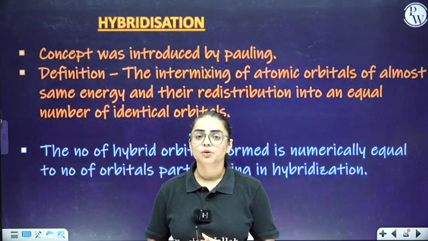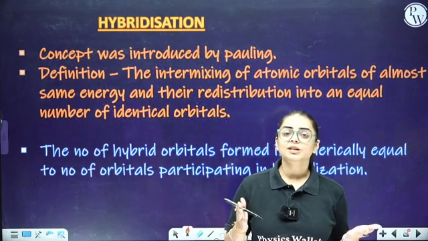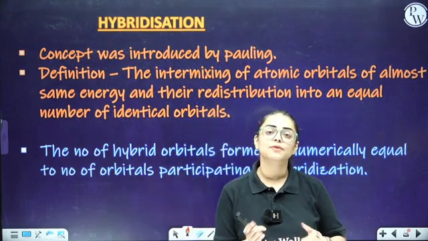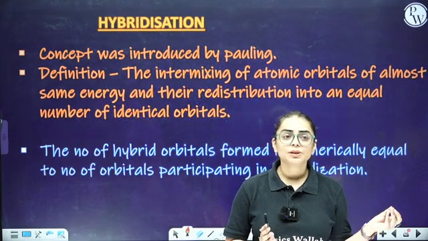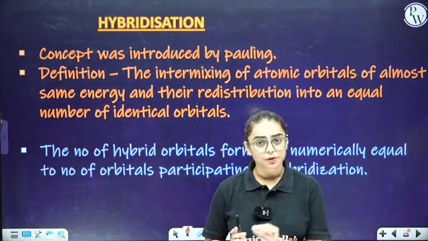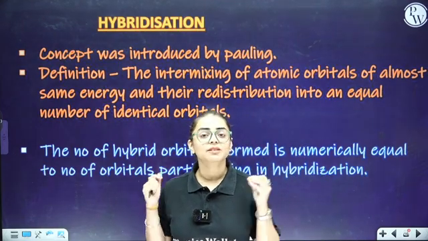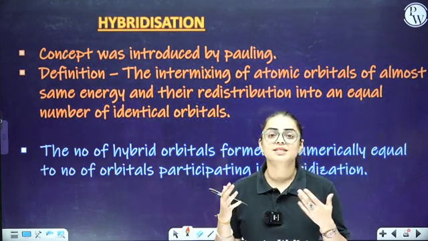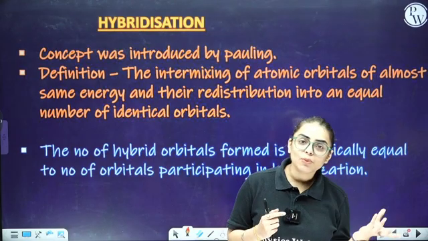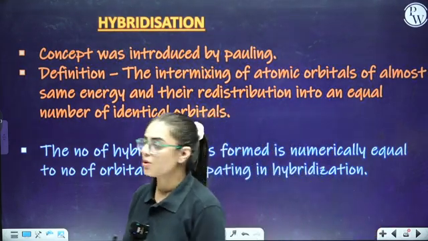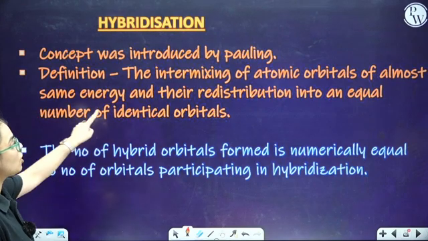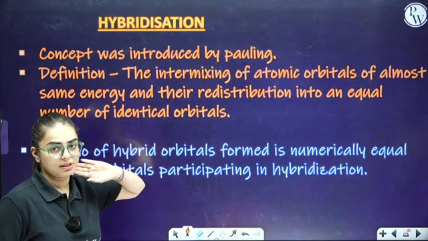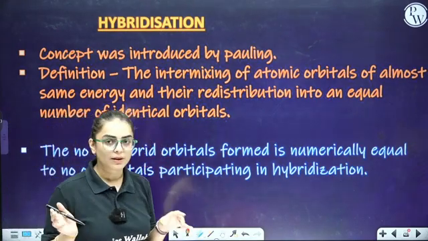Now coming over here, when hybridization takes place, students, at that point each and every orbital will exhibit the same energy because we are first of all creating hybrid orbitals. Atomic orbitals are the ones which have a different energy for each different orbital. But hybrid orbitals are created by intermixing of atomic orbitals, which generate what? The same energy, the hybrid ones. So the definition is the intermixing of atomic orbitals of almost the same energy and the redistribution into an equal number of identical orbitals. I will give you an example, you will get to know one by one, but let's see further.